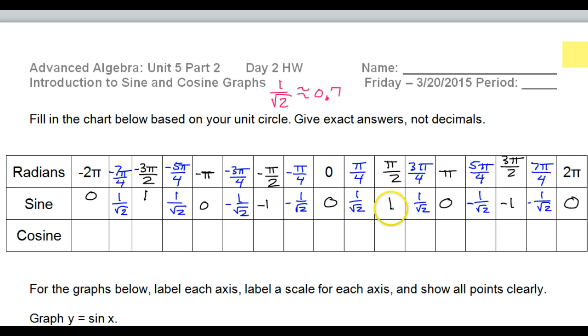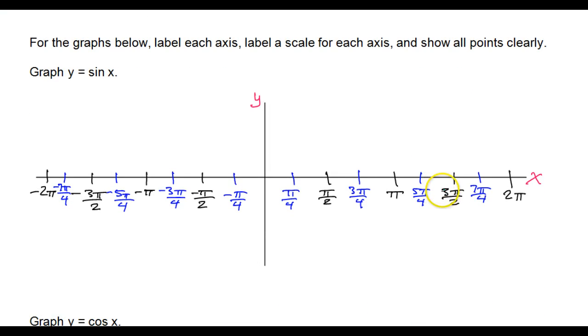So 1 is the biggest number that we have, and negative 1 is going to be the lowest number that we have. So let's use that to help us on our y-axis. Let's go ahead and put 1 as the highest number here, and negative 1 will be the lowest number. That means 0.5 would be here and negative 0.5 would be here.